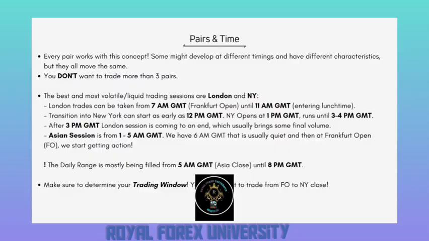Okay, and as I said, the daily range, the daily agenda, is mostly being filled from 5 a.m. GMT, which is the Asian session range close, all the way until 8 p.m. GMT, right? So this is why it's not very advisable to trade during Asia, because Asia might not make a big move, depending on the pair. Make sure again to determine your trading window. You don't want to trade from Frankfurt open to New York close. It's not profitable, I promise you. Prioritize fitting trading around your lifestyle, not your lifestyle around your trading, right?